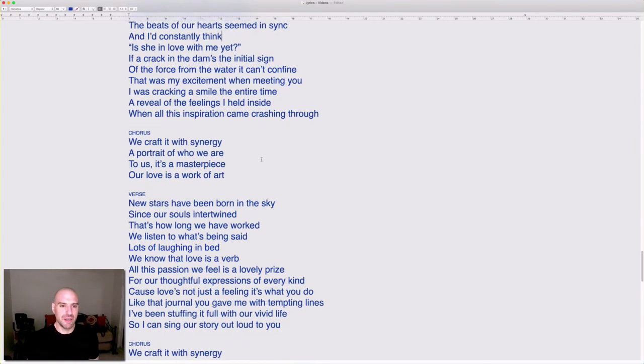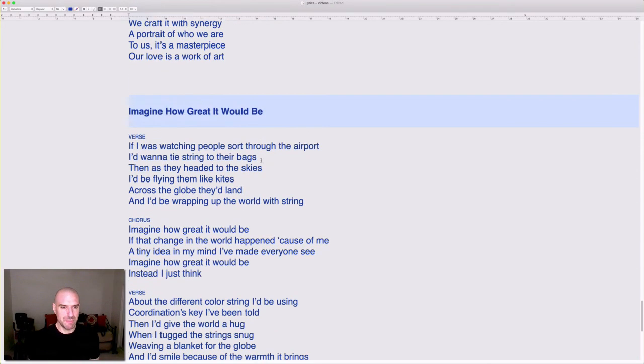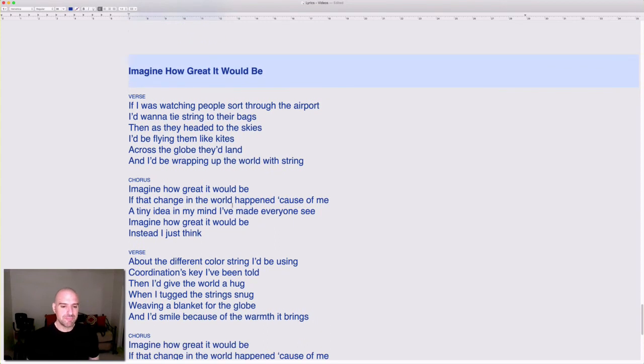And along those same lines, in this song, Imagine How Great It Would Be, here I have this line that says, weaving a blanket for the globe, and I'd smile because of the warmth it brings. So here we have the idea of warmth, which is even a little bit outside of those other five senses.